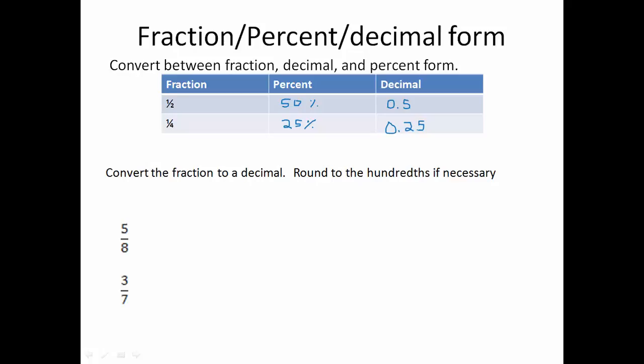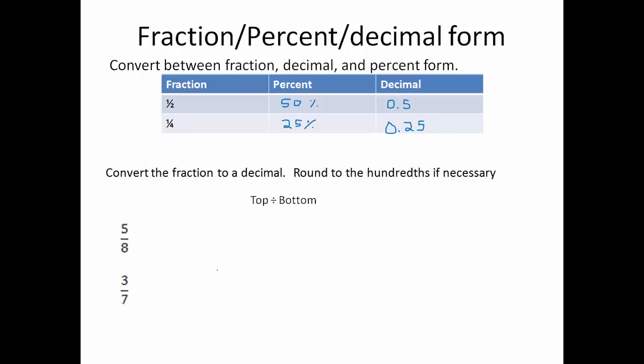Sometimes, though, it's not quite as straightforward. Take a look at these fractions down here. The directions say convert the fraction to a decimal and round to the hundredths place if necessary. Well, I'll start out with 5/8. That's not really a unit of currency that we use, eighths of a dollar, so that's a bit tricky. You can't just do that in your head, most likely. So what's your process for dealing with this?